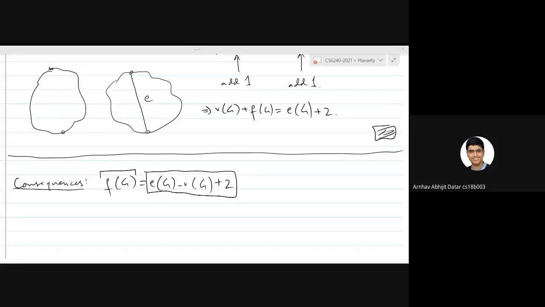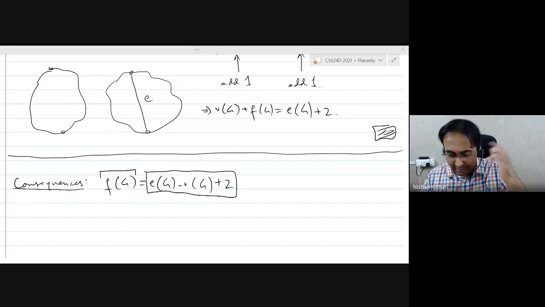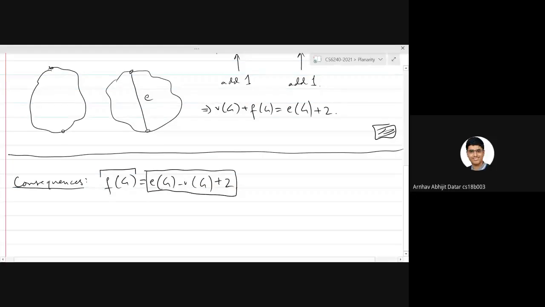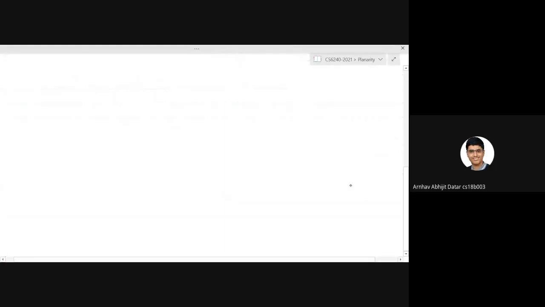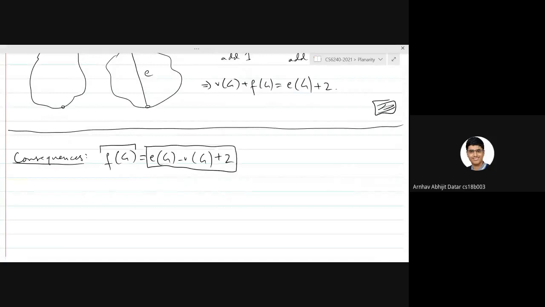Sir, we couldn't hear you for some time. Yes, sorry. I got disconnected, but now I'm back. So, what was the last thing you heard me saying? I heard you say that the right side is invariant of embedding and the left side is.